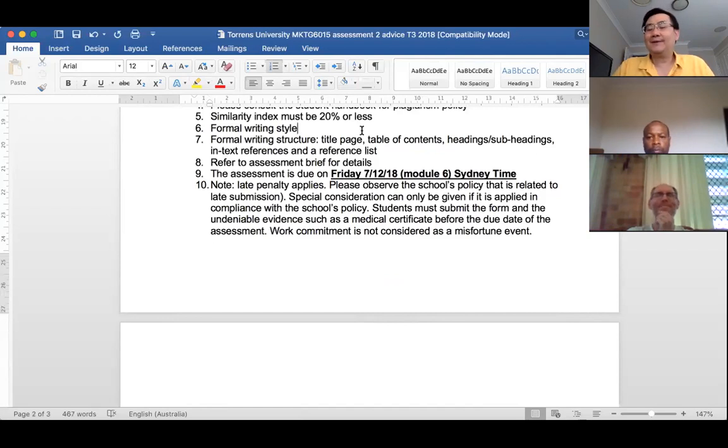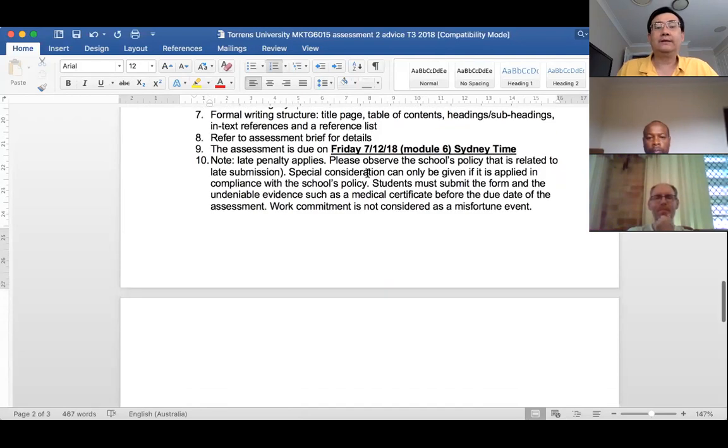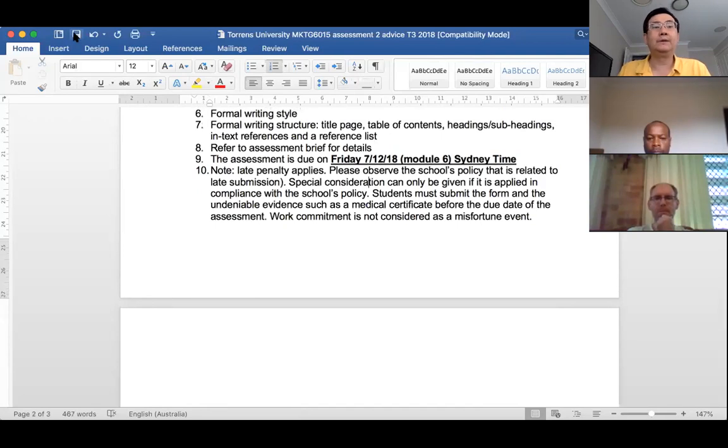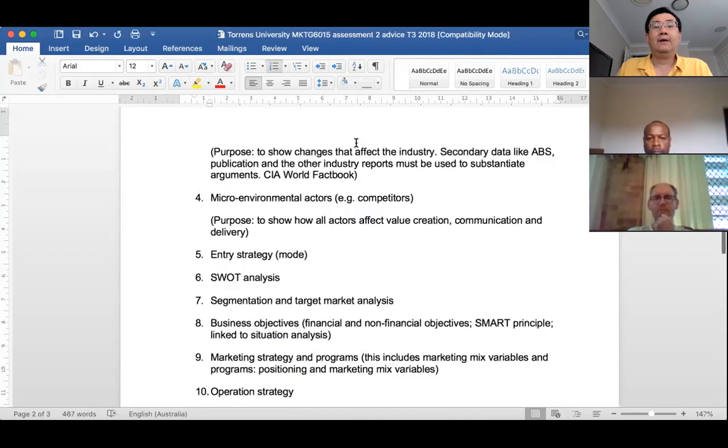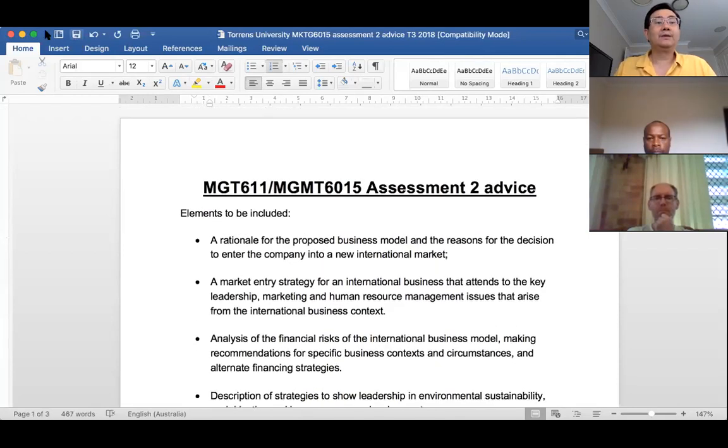Special consideration: if you have misfortune events or an extenuating situation, you can apply for special consideration based on the school's policy. Please attach undeniable evidence such as medical certificates. And I have also been advised by the school that work commitment is not a misfortune event. All right, so that's basically our assessment 2.